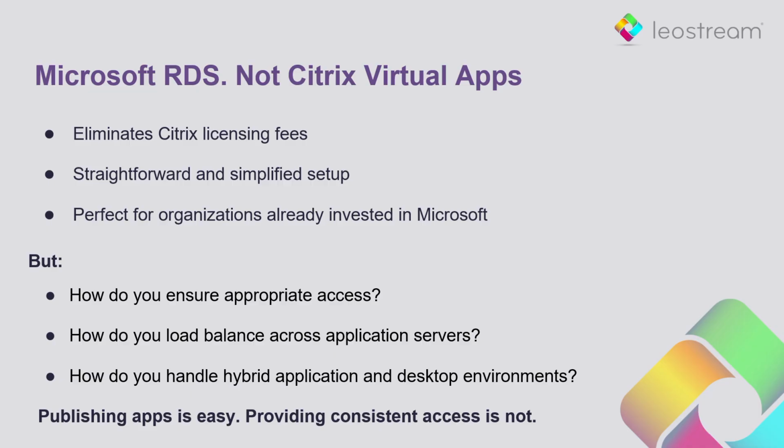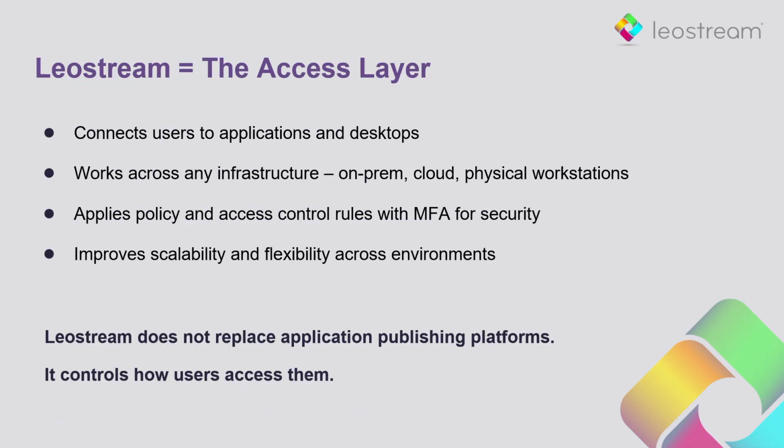But if you just have RDS with published applications, there's still this question of how do you ensure appropriate access for different types of users? How do you load balance across all of the servers that you might have? And then, even more so, how do you handle hybrid environments where you're going to publish some applications and still provide full desktops, maybe across on prem and cloud environments? It's easy to set up an RDS server. It's a little bit more difficult to provide consistent access to all of these different pieces.